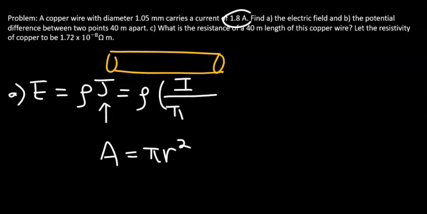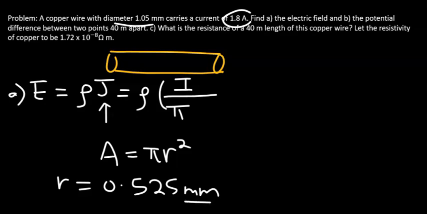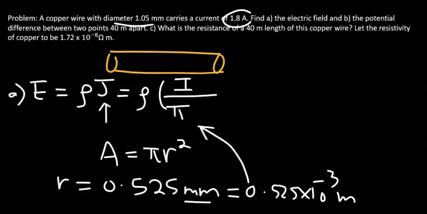So pi, the radius of the wire, is half of the diameter. So since the diameter is 1.05 millimeters, the radius is half of that, which is 0.525 millimeter. So converting that into meter, you have 0.525 times 10 to the power minus 3 meter. So place that inside of this equation.